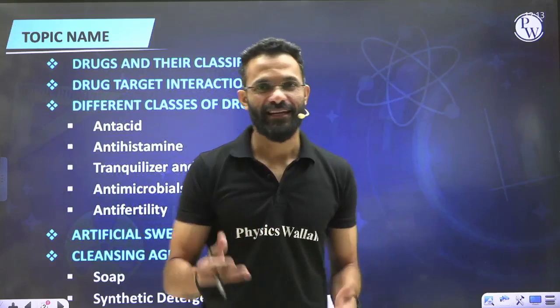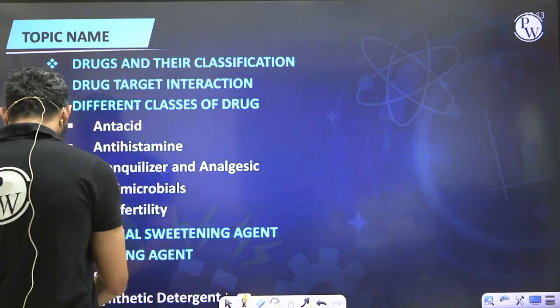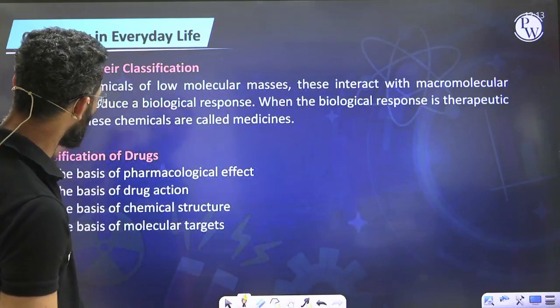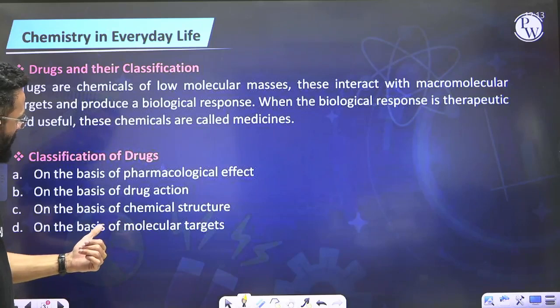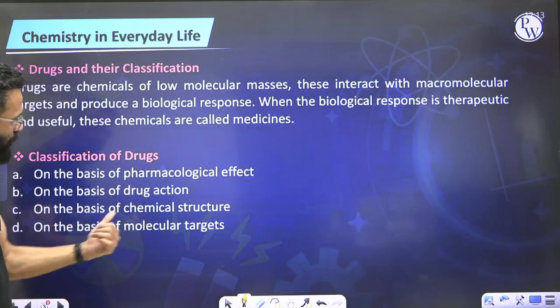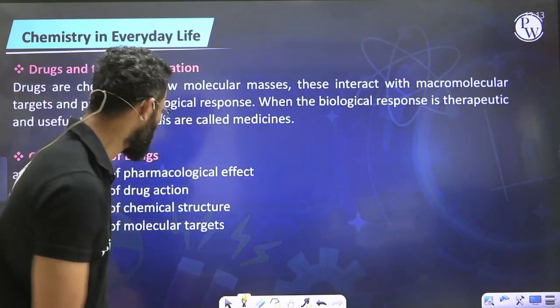So guys, that is all about these chemical substances. We call them drugs. So here's the definition that we saw just now. Now, how do we exactly classify drugs? There are 4 ways by which we classify drugs.